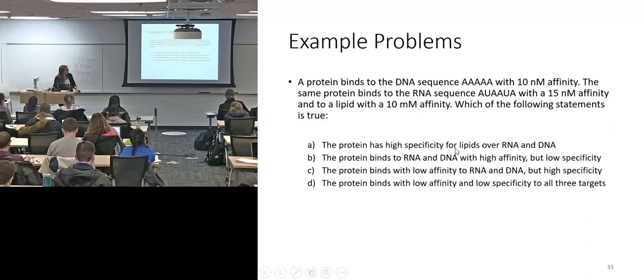So the protein having high specificity for lipids over RNA and DNA makes no sense. We have nothing to indicate that. The protein binds with low affinity to RNA and DNA but high specificity is sort of the reverse of B. These are high affinity because they have this small nanomolar range, but it can't distinguish between the two. They're in the same range. And then the protein binds with low affinity and low specificity to all three targets. Again, you could maybe argue that none of them are necessarily specific, but I told you if we're in the nanomolar range, we call this high affinity. It was really things in the 10 micromolar or millimolar range that are low.